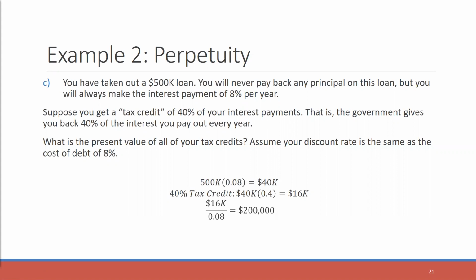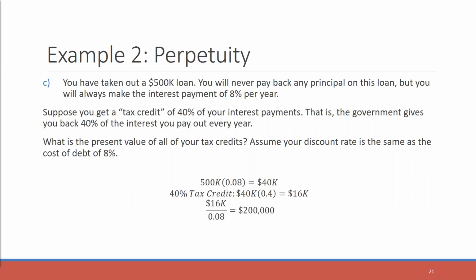Okay, so in example two, remember we stated that an example of a perpetuity is a loan that you just roll over but you never pay off. So let's try to figure out an example closely related to that. You've taken out a $500,000 loan. You will never pay back any principal on this loan, but you will always make interest payments of 8% per year. Suppose you get a tax credit of 40% of your interest. This means that the government gives you back 40% of the interest that you pay out every year. We want to know the present value of all your tax credits. Assume your discount rate is the same as the cost of debt, which in this example was 8%.